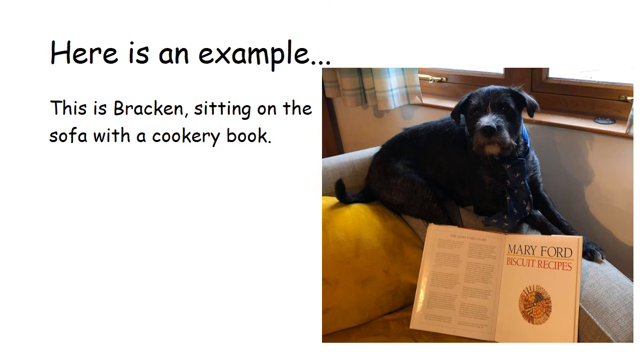So I would say Bracken is wearing a tie, and then I could tell you maybe why he's wearing a tie or how he got the tie on. And then I would tell you why he's looking in the cookery book. Is he looking to make some biscuits of his own? What's he doing? So it's completely up to you.